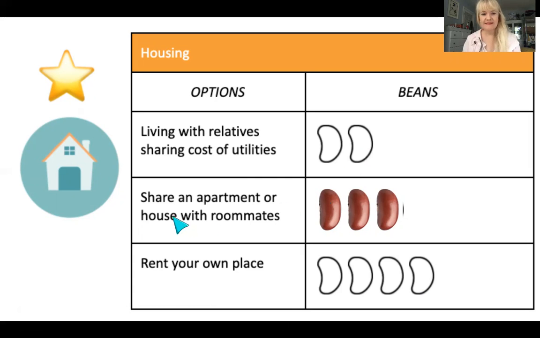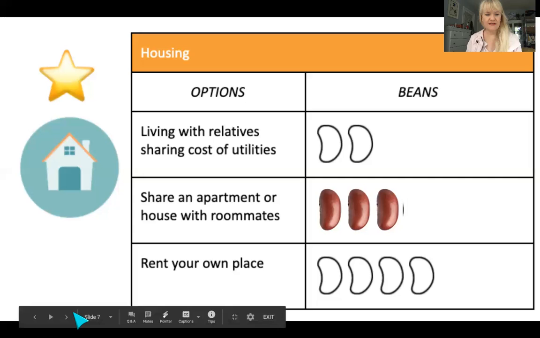The middle option says, share an apartment or a house with roommates. So if I didn't want to live with a relative, then I could get an apartment, but I don't want to live by myself, so I could have roommates. And that would cost 3 beans. That's the option that I've chosen for this game right now. So I put 3 beans in that choice. The other option is to rent my own apartment and live all by myself. And that costs 4 beans, but I don't really want to make that choice right now. So I've chosen to spend 3 of my beans here. All right, let's go to the next category.